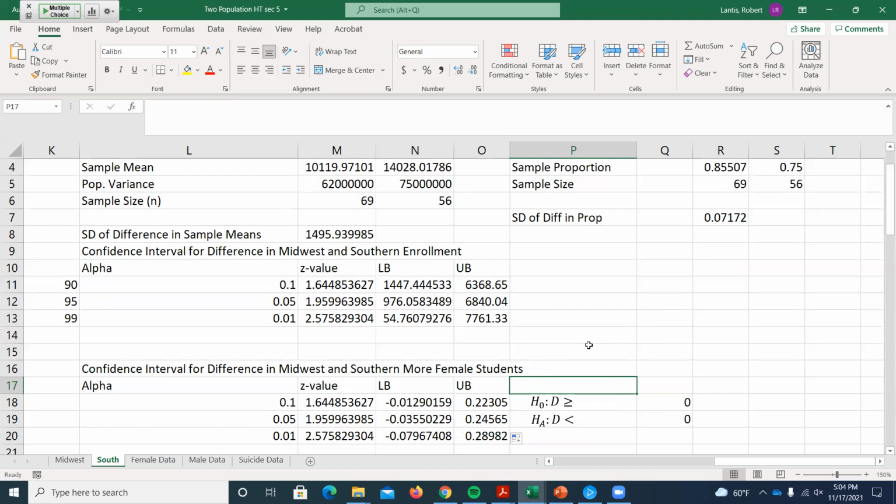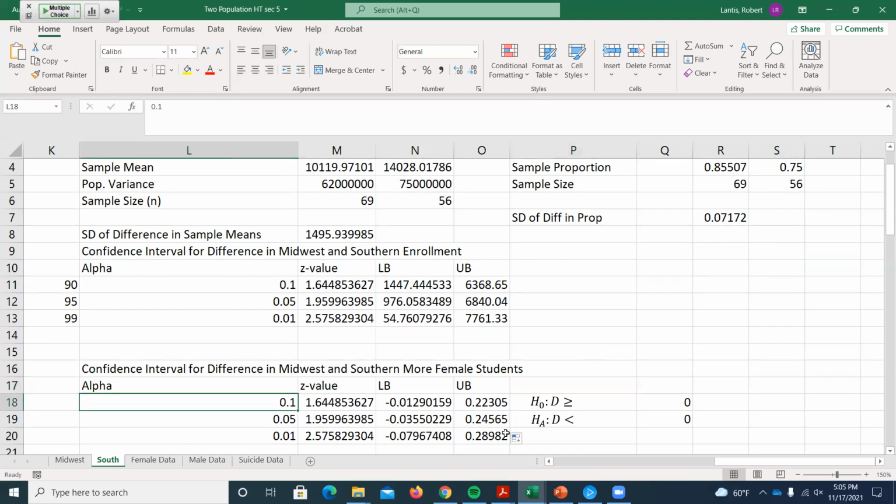So why? Because all of them include the value of 0, right? Notice the lower bound is negative, the upper bound is positive. So I can't really say that one is greater than the other. Now notice, I found a pretty big difference, like over 0.1 here, but my sample sizes weren't the largest. And so I really didn't have a strong enough evidence to be able to say that.